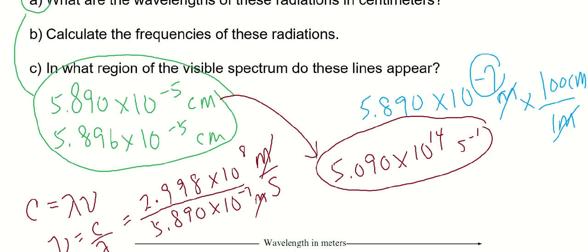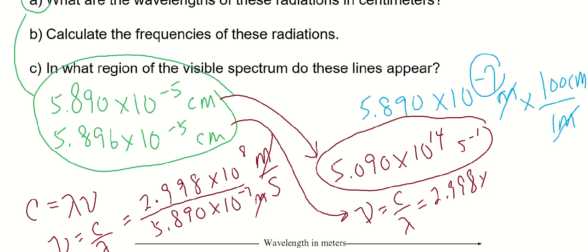All right, so now do the other one. Let's set it up here. So for this one, frequency is equal to the speed of light over that wavelength: 2.998 times 10 to the 8 meters per second, over 5.896 times 10 to the negative 7 meters.